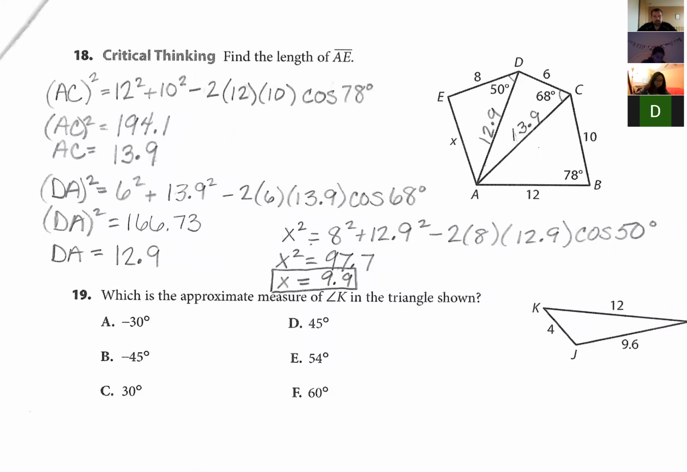Okay, so number 18 is a little trickier one, just because you have to use law of cosines on multiple steps. So you first have to solve for 13.9, and then use that answer to solve for 12.9, and then use 12.9 to solve for x. So this one you have to use law of cosines multiple times. So you need to know 12.9 before you can solve for x, and you have to know the side with the 13.9 before you can get the 12.9.